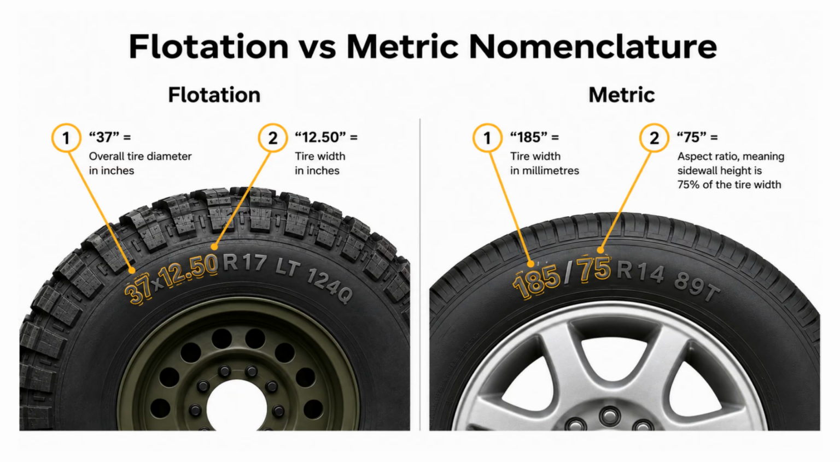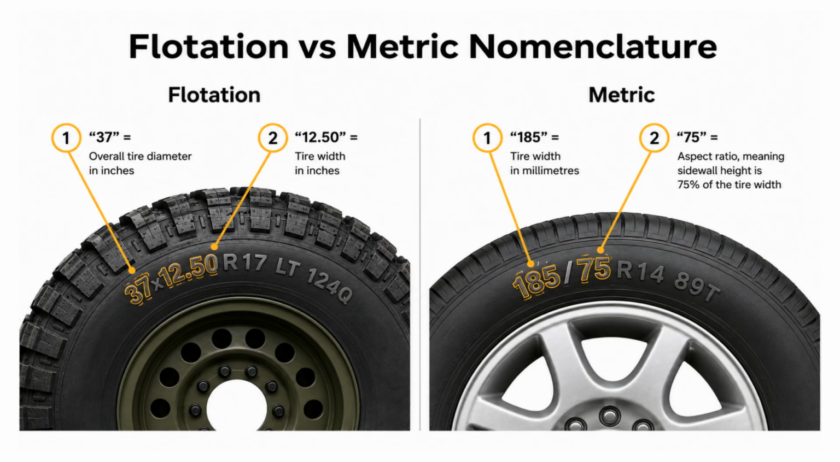Let us understand the two common systems used to describe tyre sizes, flotation nomenclature and metric nomenclature. On the left, the flotation tyre is marked 37 by 12.50 R17. The first number, 37, indicates the tyre's approximate overall diameter in inches. This means the tyre measures about 37 inches from the ground to the top of the tread. The second number, 12.50, indicates the tyre's approximate section width in inches.